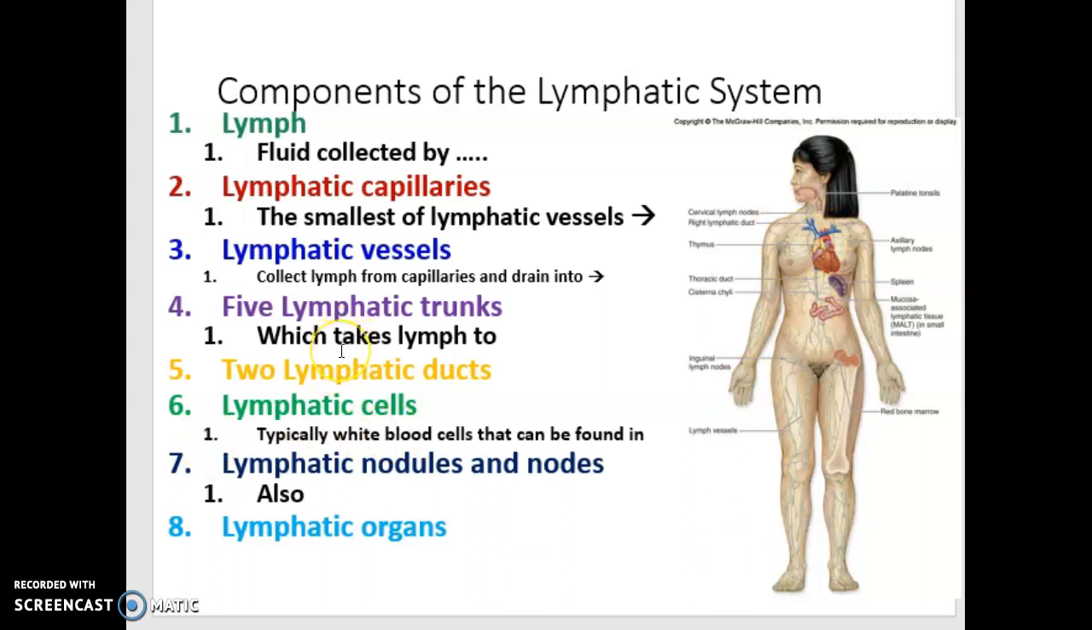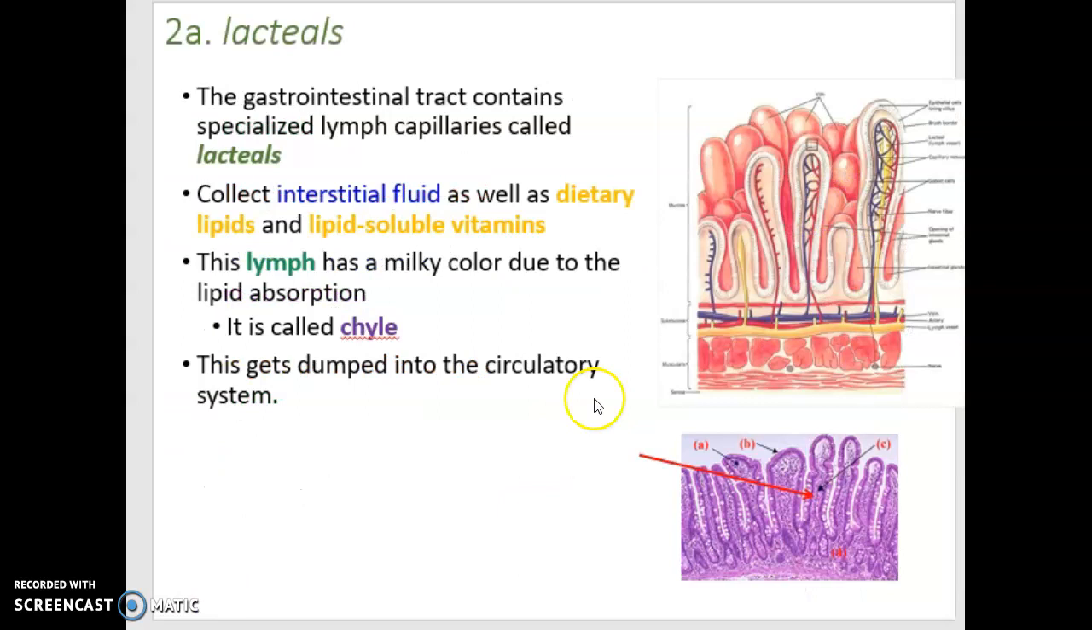Now that drains into 2 lymphatic ducts. There's the poor right lymphatic duct, all 1 centimeter of it. That drains the right bronchiomediastinal, right subclavian, and right jugular. And then the thoracic duct starts at the cisterna chyli, drains both lumbar, drains the left bronchiomediastinal, left jugular, left subclavian.